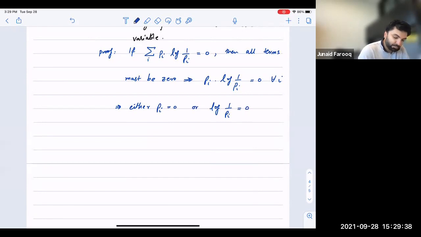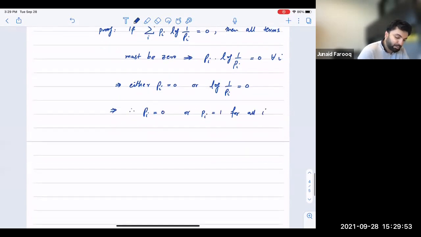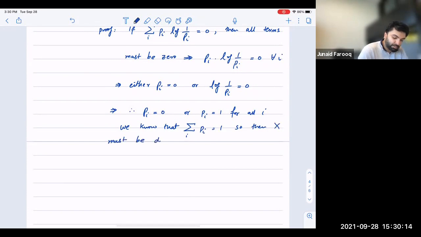So if log of 1 over p_i equals 0, that means p_i is 1. Therefore, p_i equals 0 or p_i equals 1 for all i. And we know that the sum of all p_i is 1, because it's a probability. So then X must be deterministic. In other words, there is no randomness in X.